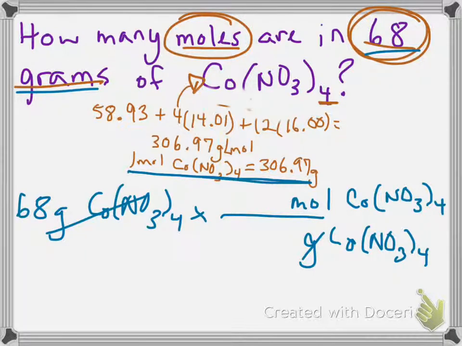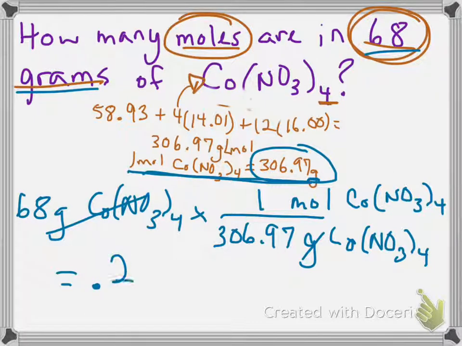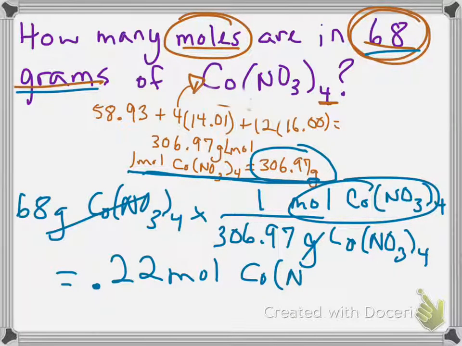And we already calculated what 1 mole is equal to, so if we have 1 mole of cobalt(IV) nitrate, we have 306.97 grams. So notice the 306.97 is connected to grams because that is the molar mass. That is the mass in 1 mole. So we're going to do 68 times 1, which is just 68, divided by 306.97, and we get 0.22, and our unit is moles of cobalt(IV) nitrate.